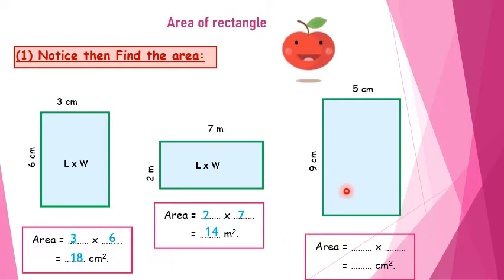So let's find the area of this one. The area of it is length multiply width. So I'll multiply the length and the width. This is the length and this is the width. So 5 multiply 9, it will be 45 centimeters square.